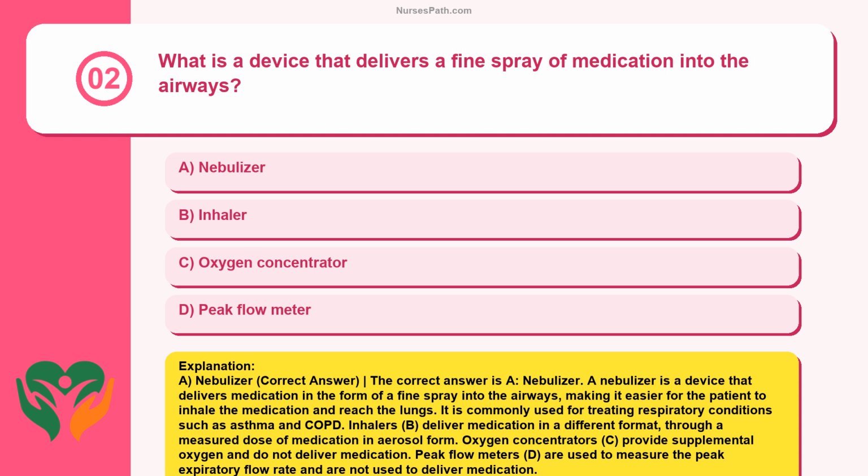Inhalers, B, deliver medication in a different format, through a measured dose of medication in aerosol form. Oxygen concentrators, C, provide supplemental oxygen and do not deliver medication. Peak flow meters, D, are used to measure the peak expiratory flow rate and are not used to deliver medication.